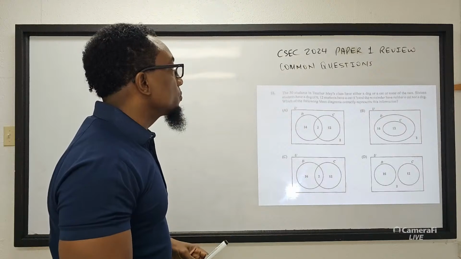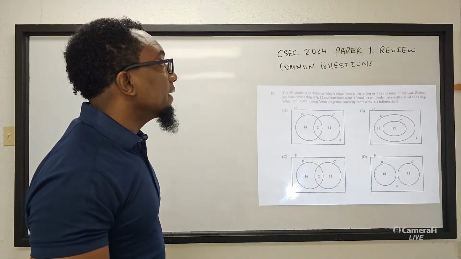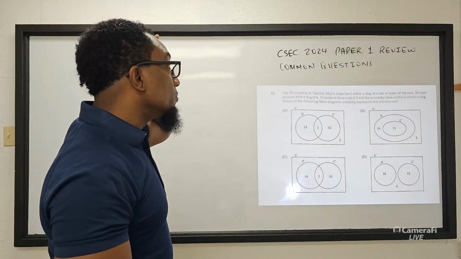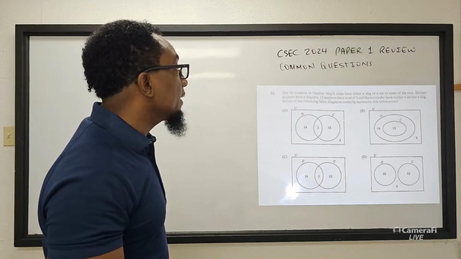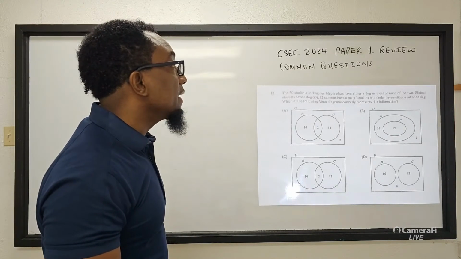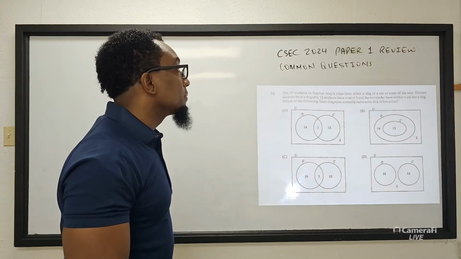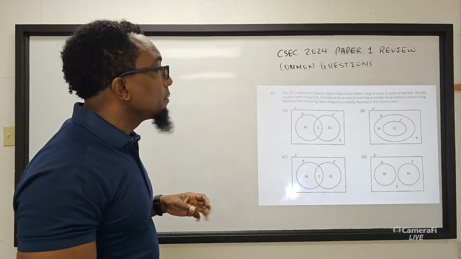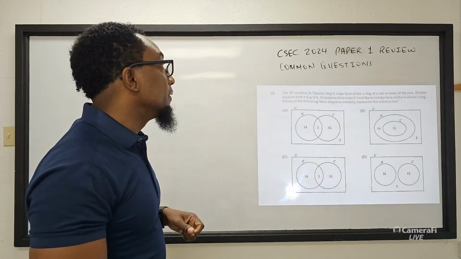Right, so the 30 students in Teacher May's class have either a dog or a cat or none of the two. 16 students have a dog, 12 students have a cat, and the remainder have neither a cat nor a dog. Which of the following Venn diagrams correctly represent the information? So in this case, this is a question that they bring regularly, and sometimes they may word it differently, so we have to be very careful.